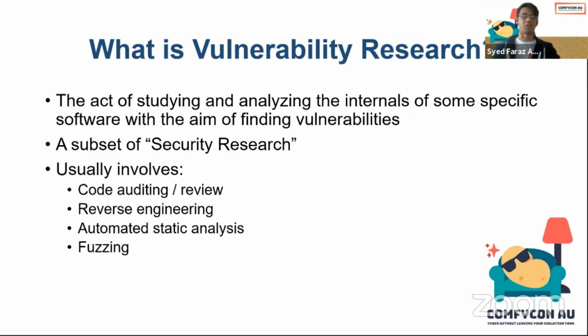Vulnerability research essentially involves things like code auditing and review. That just means reading code, attempting to look for vulnerable or buggy code patterns or bug classes in the code. In the instance that you don't have any code to review, you have reverse engineering, which involves using tools such as IDA Pro, Ghidra or Binary Ninja to disassemble and decompile code, and reading the decompilation or disassembly to find vulnerabilities.